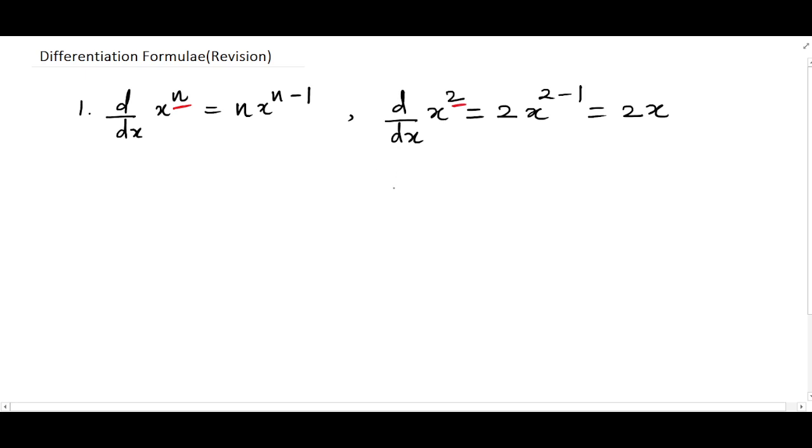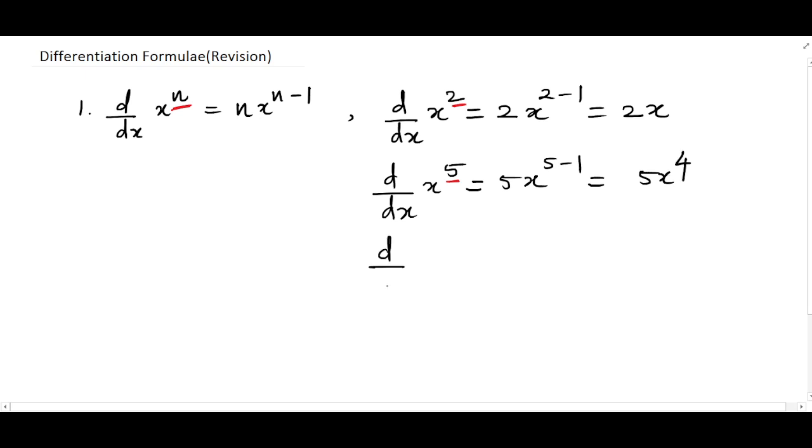Okay. So if I take d by dx of, let us say, x raised to 5, again in place of n, now we are having 5. So this becomes 5x to the power 5 minus 1, which is 5x raised to 4.